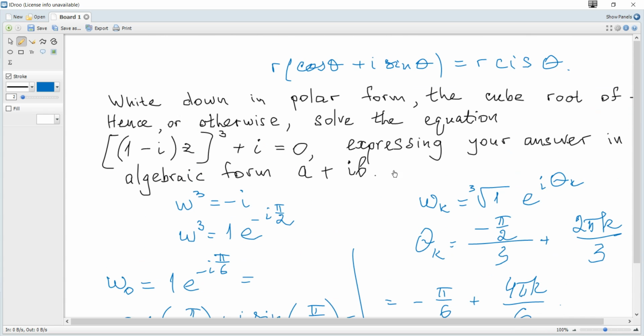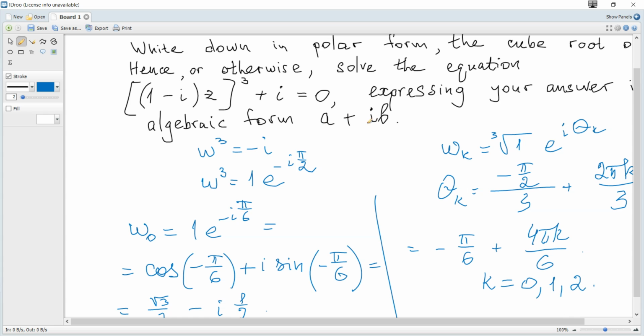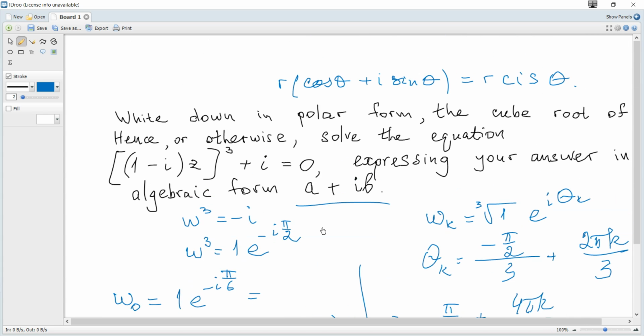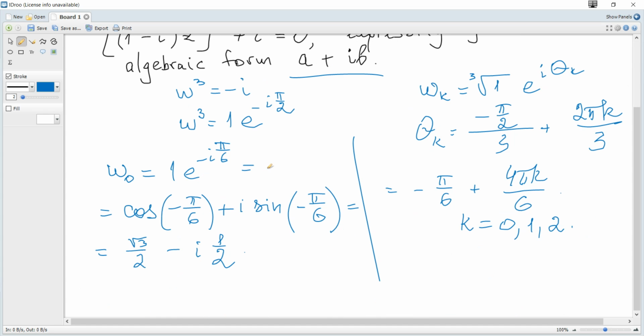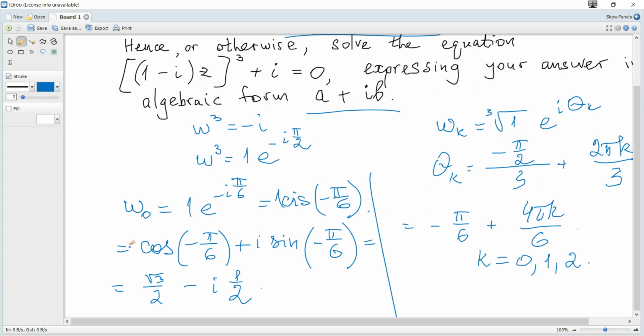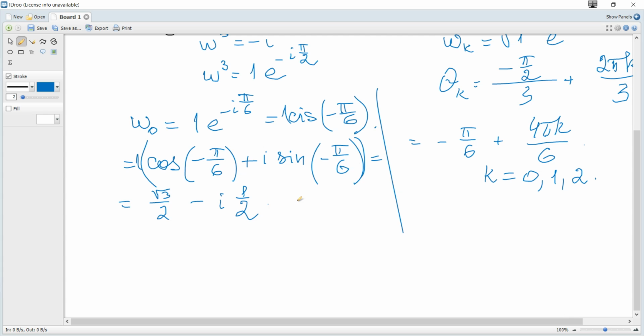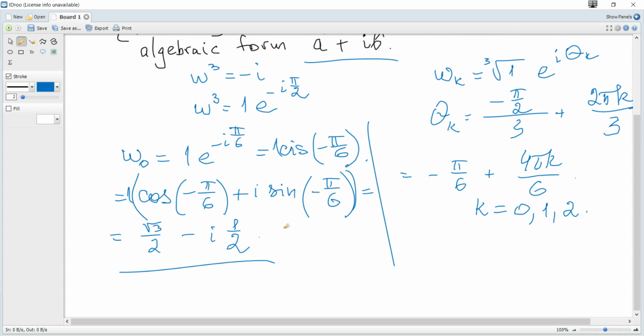But we will need this for the next part of the question, but if we consider this question only in polar form, you may write 1 cis of negative pi over 6, or just 1 times this, and that's all. And then for the next part of the question you may continue.